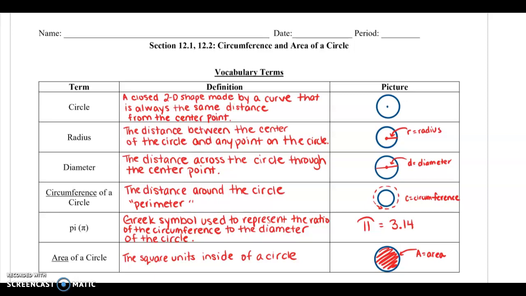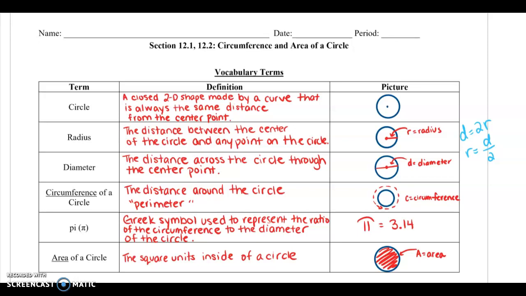So a circle is a closed two-dimension 2D shape, and it's made obviously by a curve that goes around the center point. The radius is the distance from the center point to the outside. The diameter goes the whole way across, and one thing you might want to write down is that the diameter is equal to 2 times the radius, or the radius is the diameter cut in half. All right, so that's kind of a thing that you can write there just as a reminder. I'm sure you all remember that from elementary school.